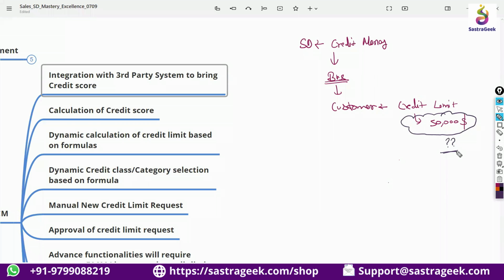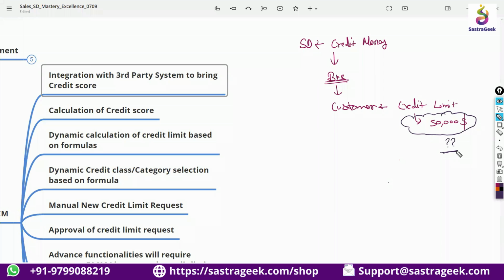From where does it come? Business users do not just decide, okay, this customer is looking good, let's give him 50,000. Another customer is not looking good, let's give him 40,000. They have a criteria behind it, right? And based on the criteria, these credit limits need to be given. So to define a credit limit, there is a background process. That background process is not available in your ECC credit management, in your SD credit management.